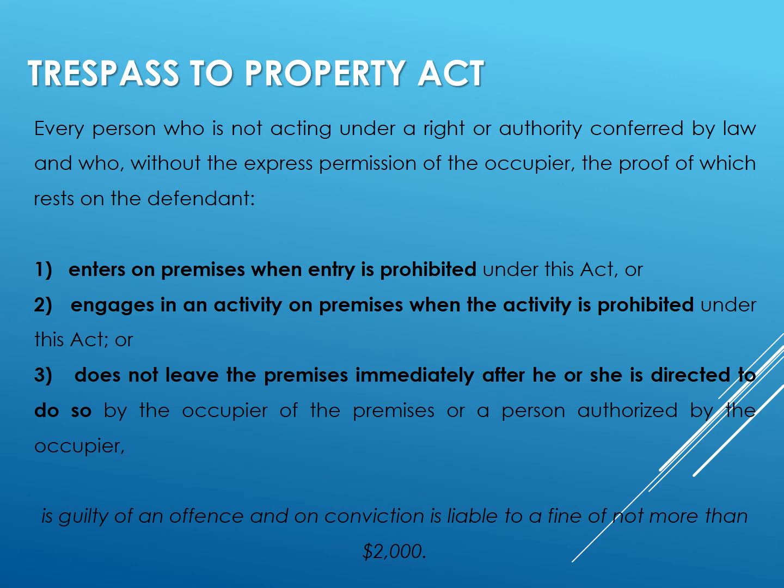Trespass to Property Act. Every person who is not acting under a right or authority conferred by law and who, without the express permission of the occupier, the proof of which rests on the defendant, 1. Enters on premises when entry is prohibited under this act, or 2. Engages in an activity on premises when the activity is prohibited under this act, or 3. Does not leave the premises immediately after he or she is directed to do so by the occupier of the premises or a person authorized by the occupier, is guilty of an offense and on conviction is liable to a fine of not more than $2,000.